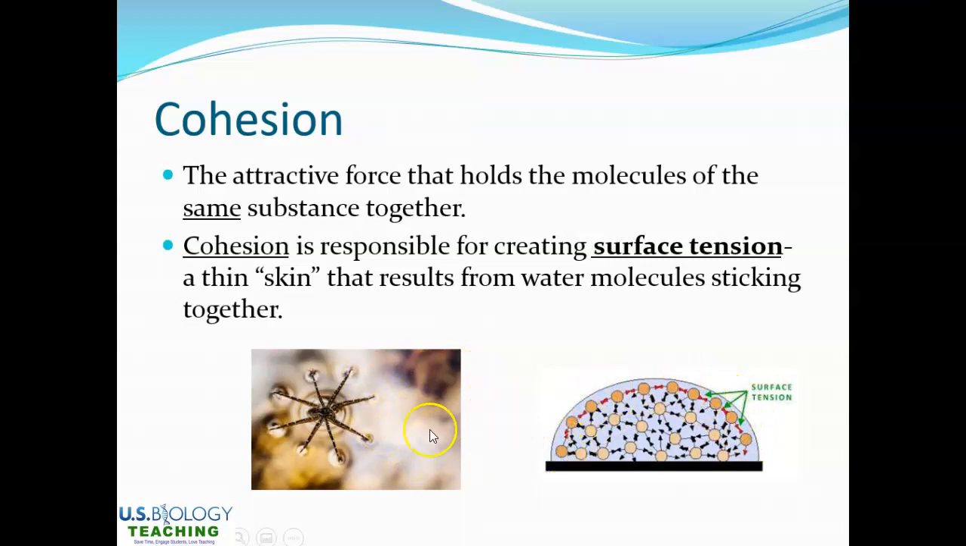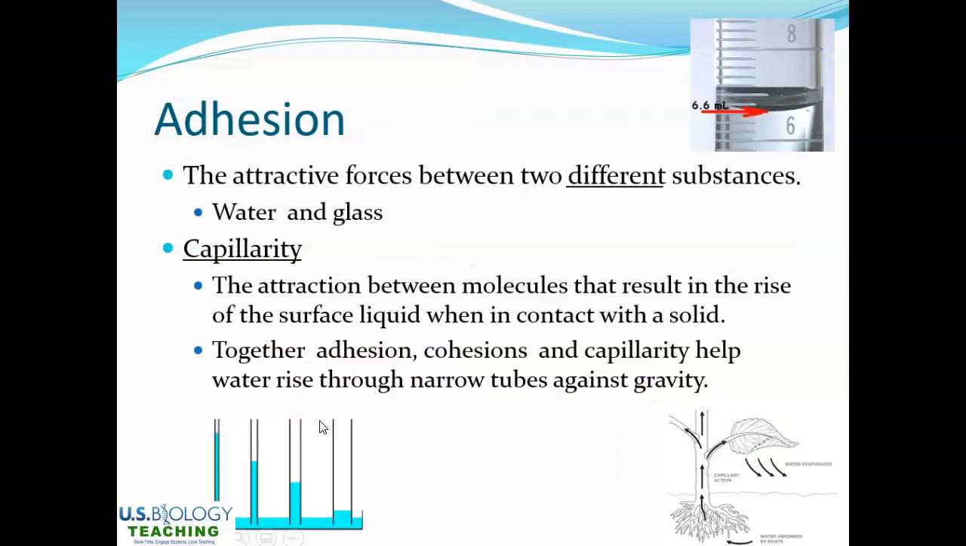You also see little insects walking on top of water, and they're able to do that because of the surface tension that's created with cohesion, those water molecules basically being attracted to each other like a bunch of little magnets, creating a tension on the water, allowing this water strider to be able to walk on top of that water. The next property of water is adhesion.